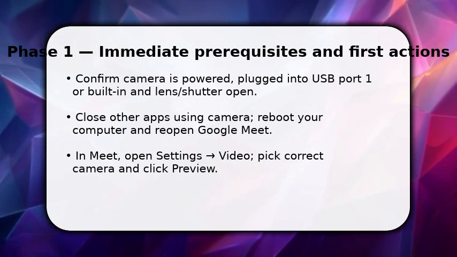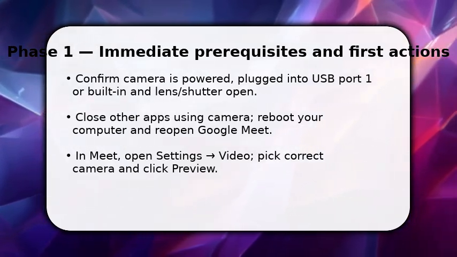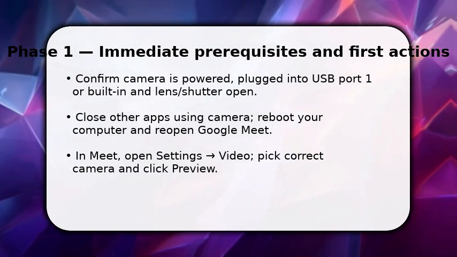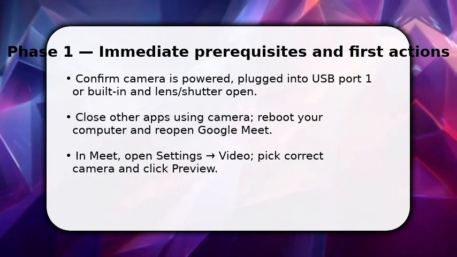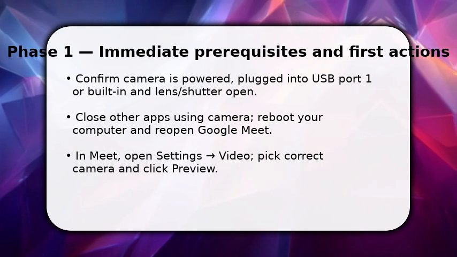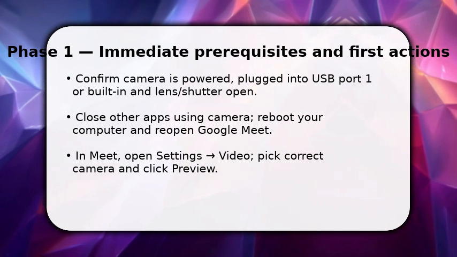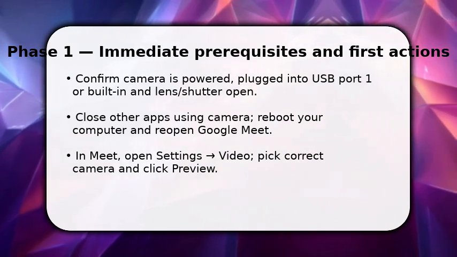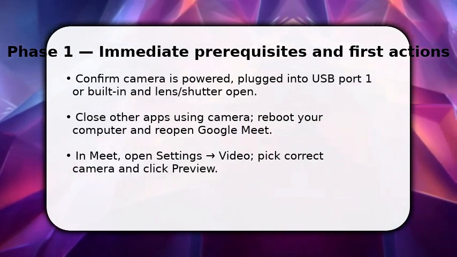You're starting with a few essential checks so you get immediate feedback. First, make sure the camera is powered and not covered, and that it's in USB port 1 or the built-in device. Once done, close apps that commonly claim the camera, Skype, Zoom, or camera utilities, and reboot the machine to clear locks. Then open Google Meet, go to Settings, right arrow Video, and select the camera from the device list so you can see a live preview.